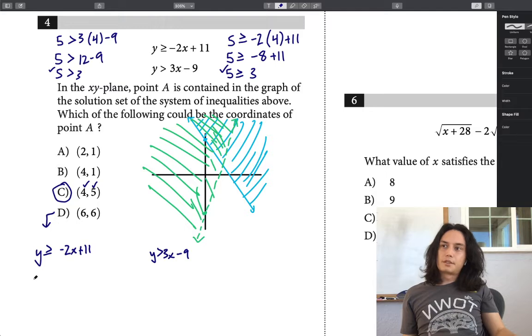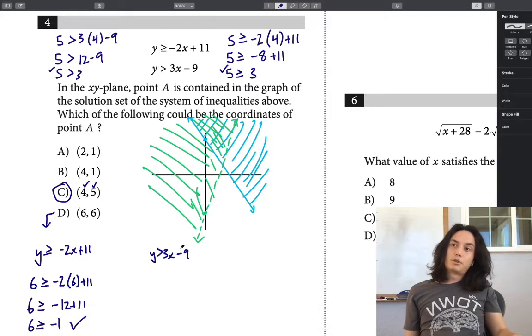So we're just plugging in 6 and 6, right? So we're asking, is 6 greater than or equal to negative 2 times 6 plus 11? Is this a true thing? Well, 6 greater than or equal to, this is negative 12 plus 11. Well, this is going to work. 6 is greater than or equal to negative 1. That's fine. Well, shit, I sure hope this doesn't work.